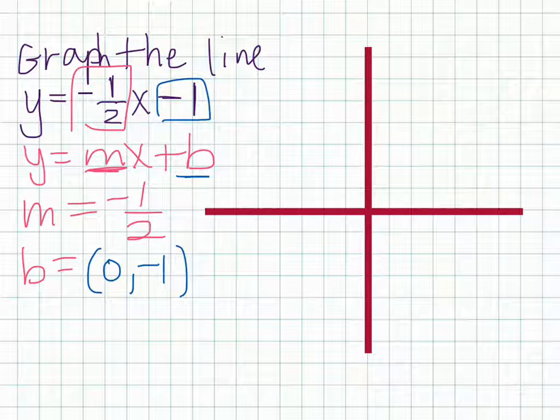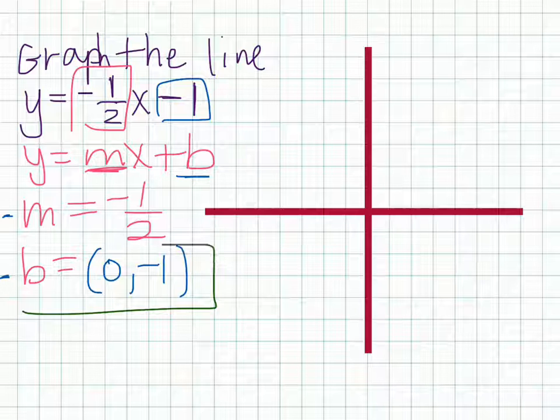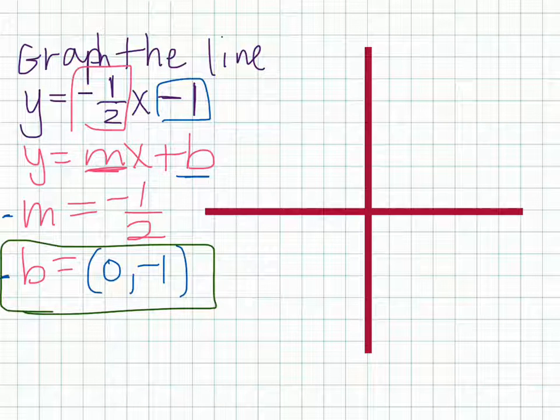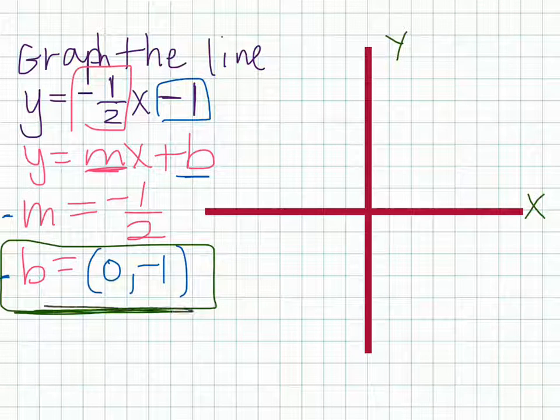Now, with these two things, our slope and our y-intercept, we can plot this line. The first thing we want to plot every time is our y-intercept. So 0, comma, negative 1. Remember, on a graph, the horizontal axis is your x-axis and the vertical axis is your y-axis. So your y-intercept will always go on the y-axis. So 0, negative 1 is going to be right there. That's the first thing we do.